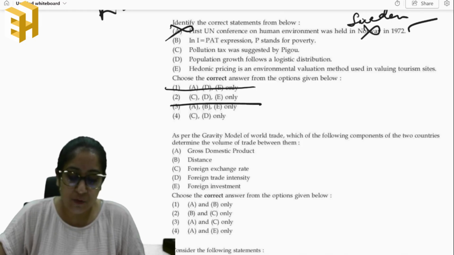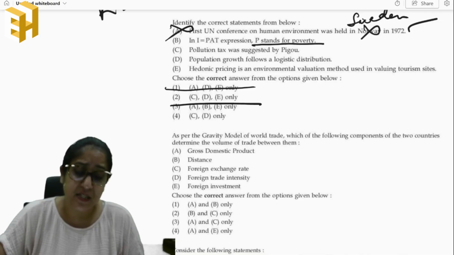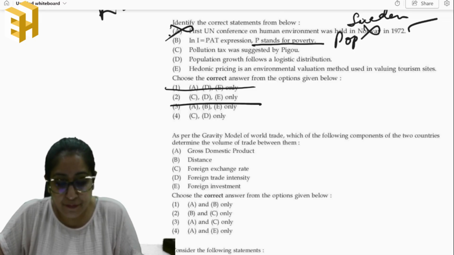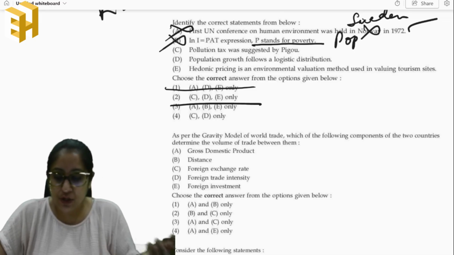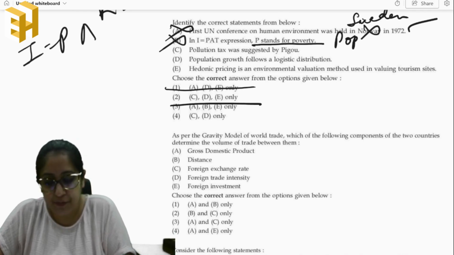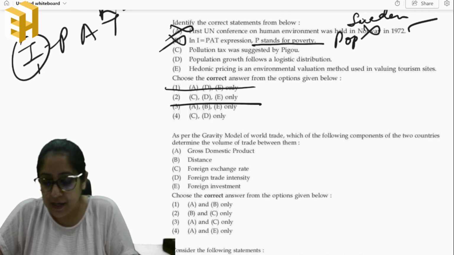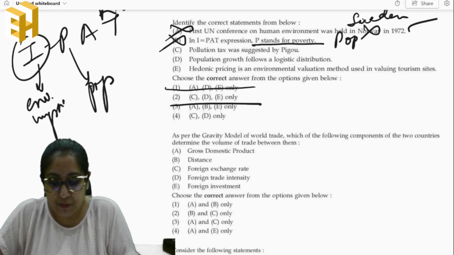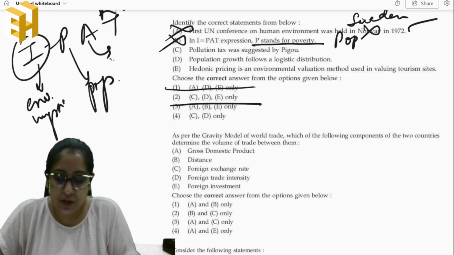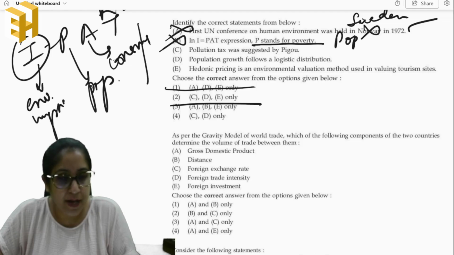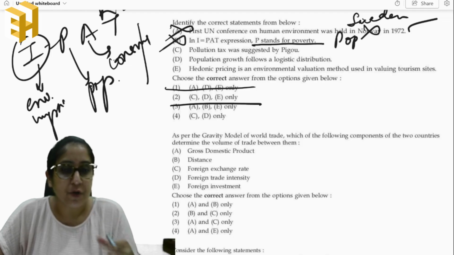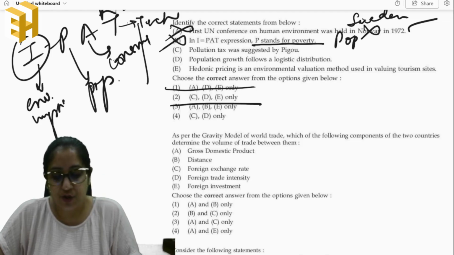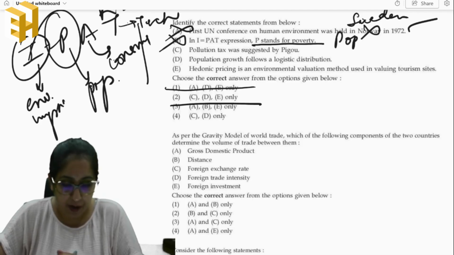Then in I is equal to PAT, expression P stands for poverty? No, it stands for population. So B is also wrong. So you can just write it down that in I is equal to PAT, okay, I is your environmental impact, P is your population, A is your consumption per person or wealth, and T is your technology. Okay, so P stands for population and not poverty.